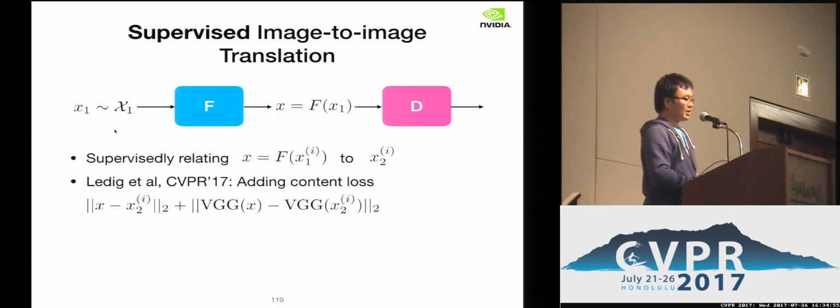You have a supervised pair, and you have a low resolution image, and you use an F function to map it to a high resolution image. To measure whether the generated image looks like the original one in high resolution, they try to measure that the content between X and the input is the same. And the way they do it is to minimize the L2 loss and also the VGG loss, trying to capture the content correspondence in a more abstract fashion. So by minimizing these losses, you establish the correspondence.